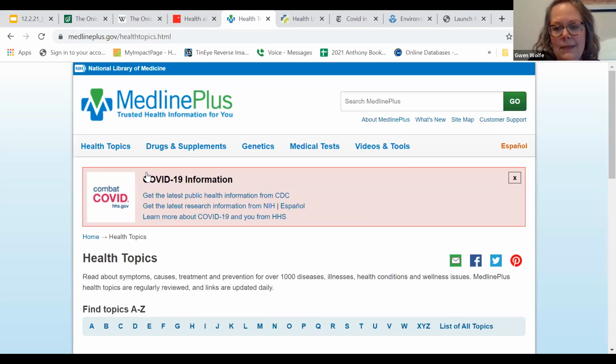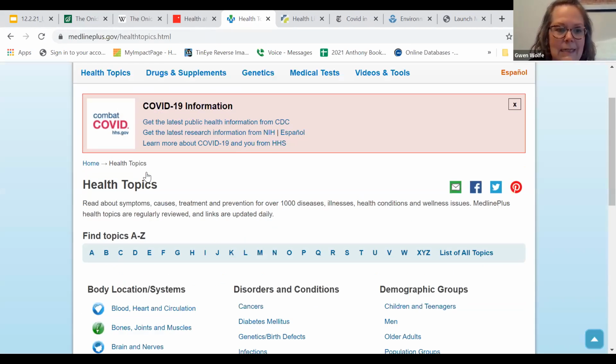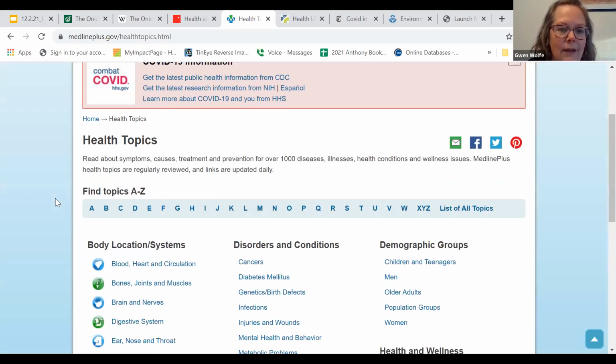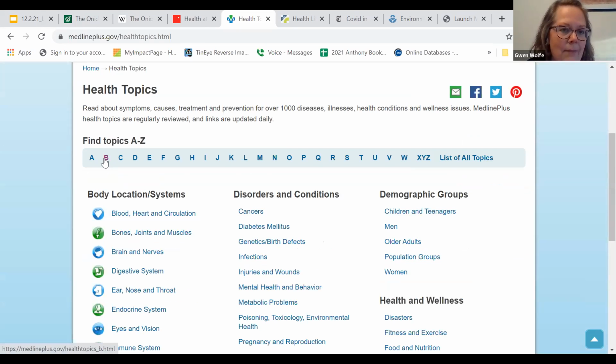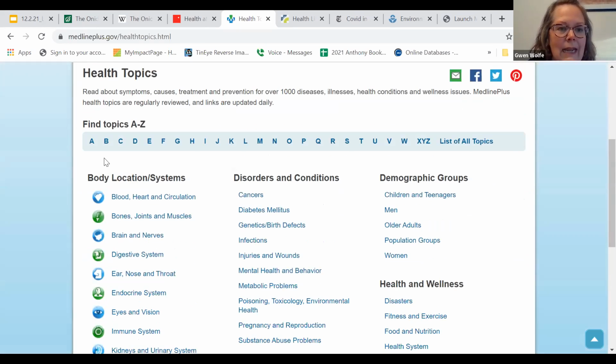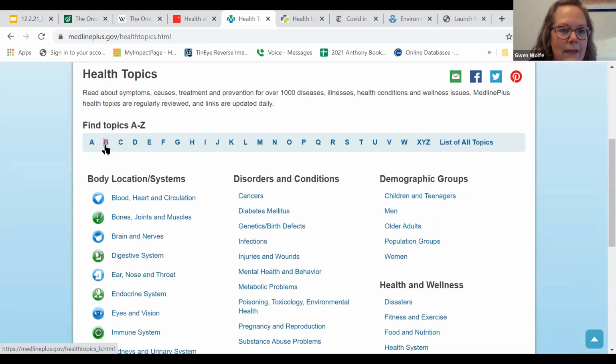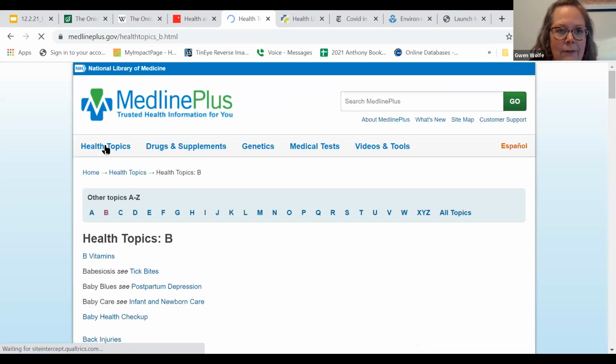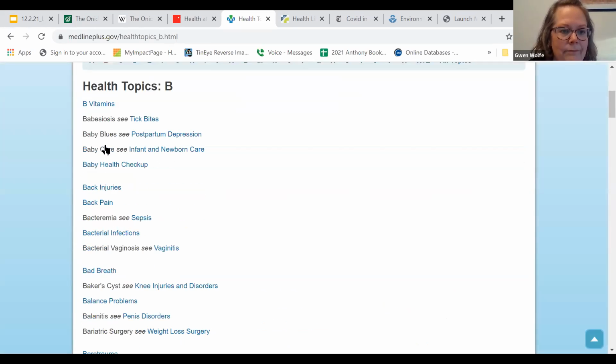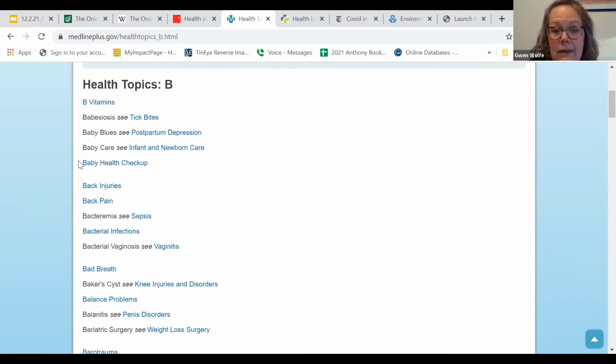Another benefit with Medline Plus is that it's designed for lay people, for consumers of information and patients. So everything is written in plain language, which makes it easy to understand. So if I have a specific topic, I'm going to say maybe back pain. I could look at an A to Z list. Let's see if I choose B for back pain. And I can look through the list and choose back pain. There it is.